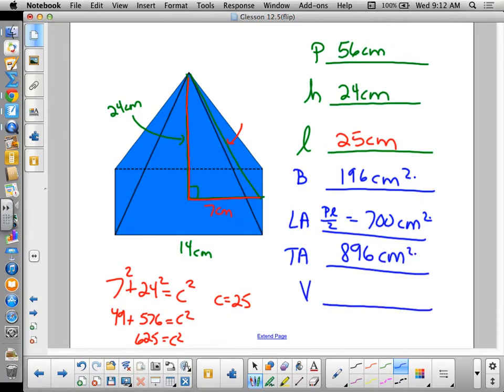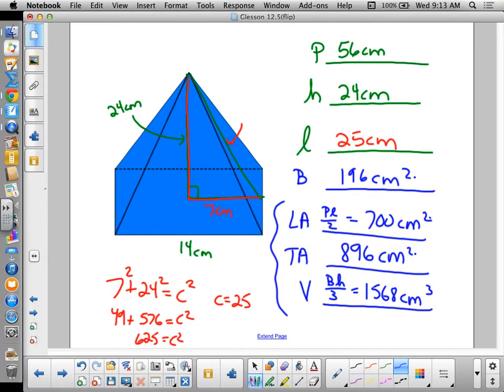And now the new thing is the volume. And again, all of these figures down here are figured based on the numbers up above. The volume is base area times height, not slant height, height, divided by 3. So my base area was 196. My height was 24. And we divide by 3 is 1,568 centimeters cubed for this volume. So that's pretty much our procedure.